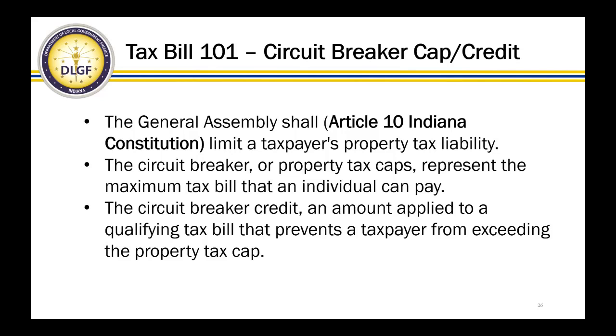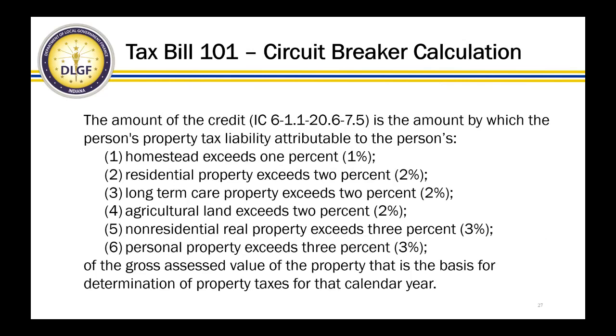We'll take a look at how the calculation is actually performed. But if my circuit breaker cap is $100, and my actual tax bill comes in at $130, my bill will be credited $30. I will only pay my maximum. That's what we're talking about when we're talking about circuit breakers. The credit represents the difference between what the tax bill could have been and what they'll ultimately end up paying.